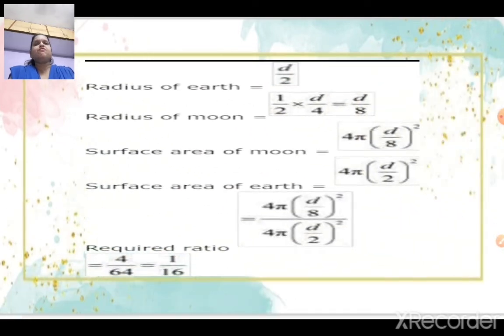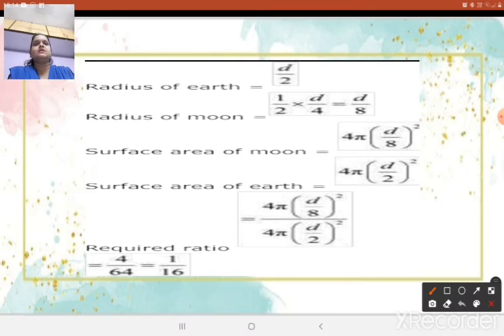In the next step, we will find the radius of each. Now you can see here, as we have considered the diameter of the earth as d, the radius will become half of that, d upon 2. Then what will be the radius of the moon in that case? Yes, half of the diameter of the moon. We got the diameter of the moon as d upon 4. Half of that, so multiply by half. So what will you get? d upon 2 into 4 as 8. So d upon 8 is the radius of the moon.